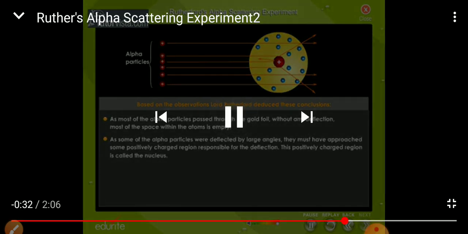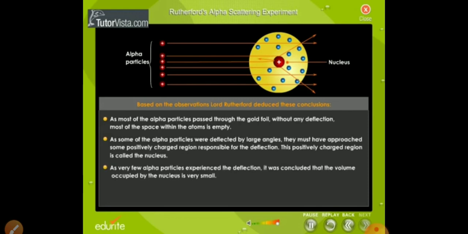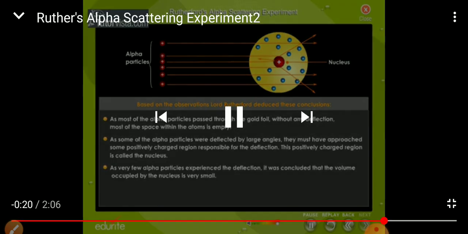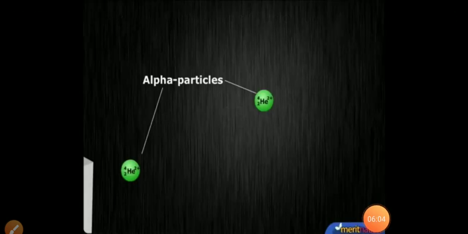So these are the observations made in the Rutherford model. He conducted this experiment and got some observations. Again, you can watch the next video. You will understand about the activity.